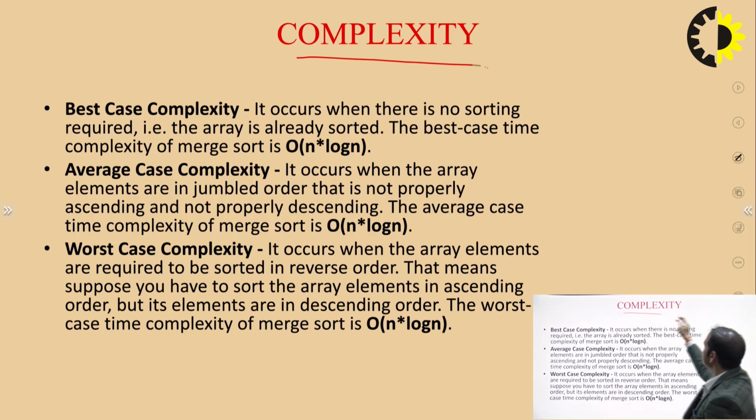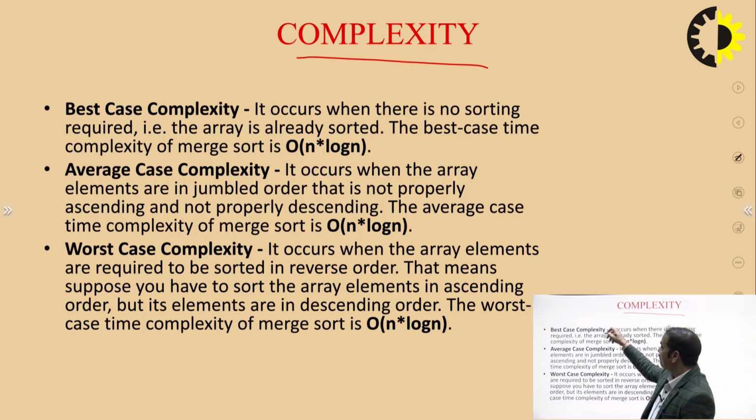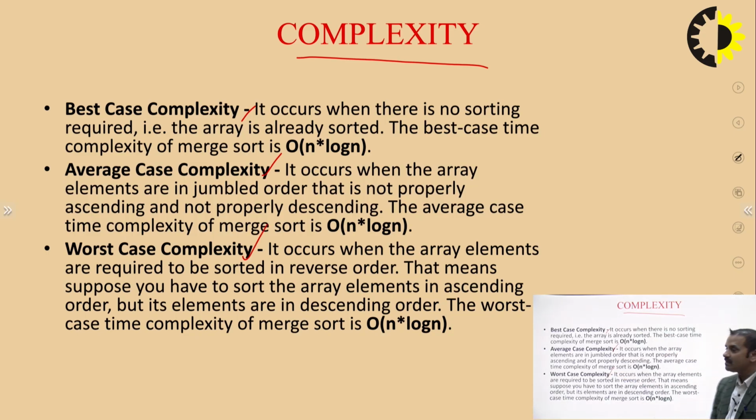Complexity means how much time or how much memory is required to run a program inside the main memory. There are two types of complexity: the first one is time complexity, and the second one is space complexity. Time complexity is divided into three parts: best case complexity, average case complexity, and worst case complexity, which were discussed previously in the merge sort algorithm. In all three cases, the complexity is the same, order of n log n.